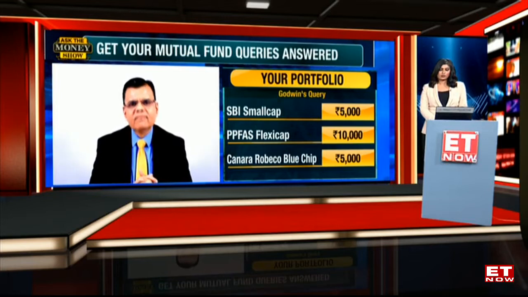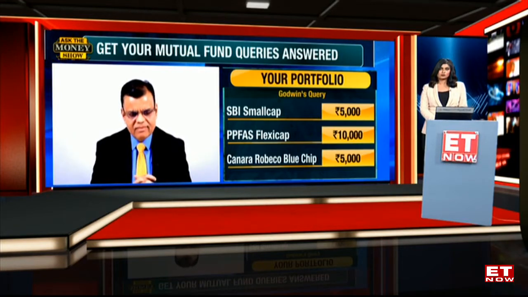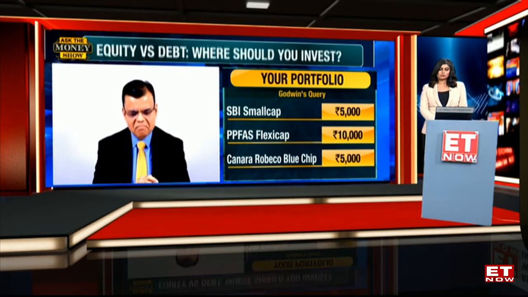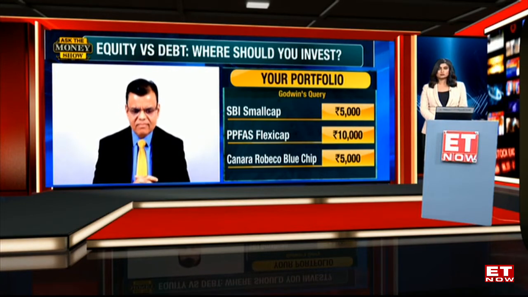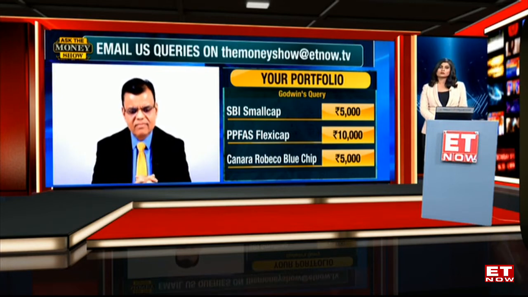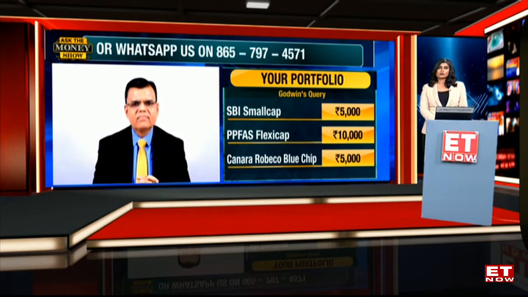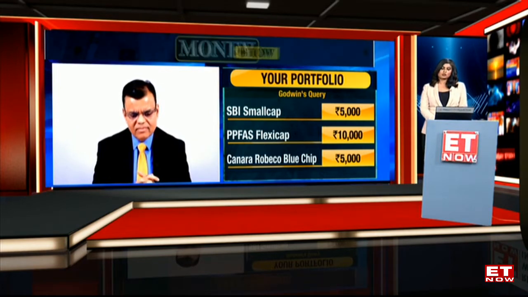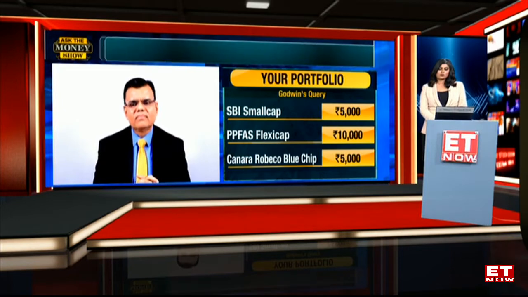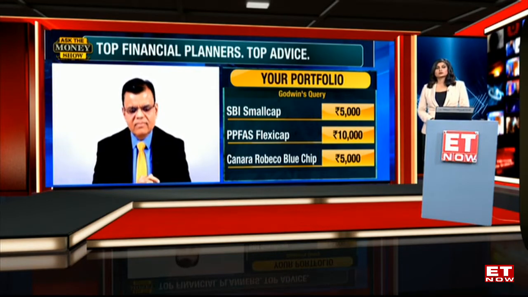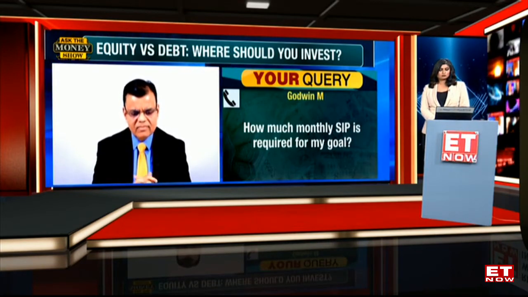I've been investing for quite some time. I have a corpus of about 50 lakhs in these mutual funds. See, I have fixed deposits also. So my goal is to have a retirement corpus of 5 crores in about 8 to 10 years. I want to know the quantum of monthly SIP required for this and the funds in which I can invest. And if these funds that I have currently are okay to continue, or should I move on to some other funds?